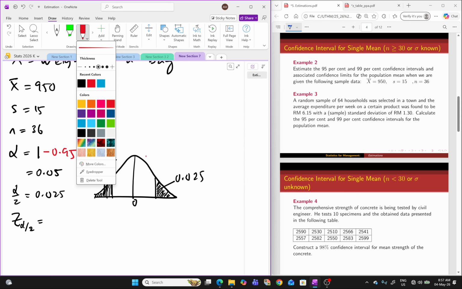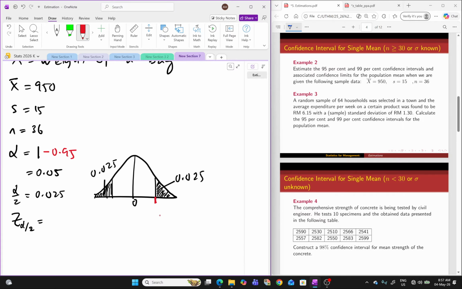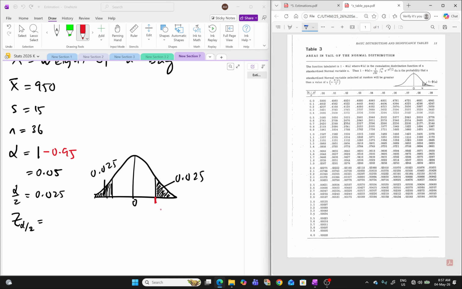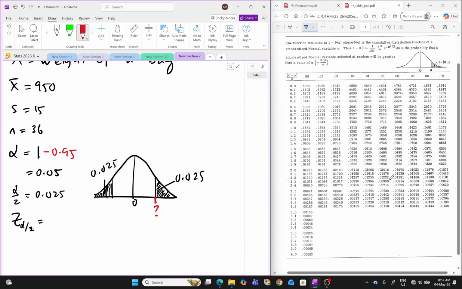Now, from the Z table, can we find what number is here? 0.025. This number is 1.96. So this is 1.96. Copy first, try to understand the whole thing.